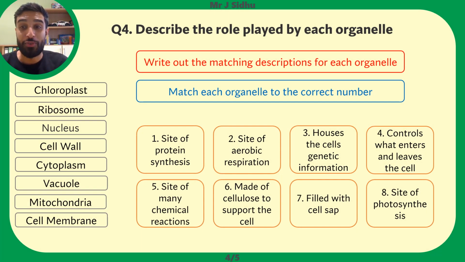And now on to the penultimate question, question number 4. So on the left-hand side of the screen, you can see all the organelles found in a plant cell, all 8 of them. Your task is to describe the role played by each organelle. So if you are doing the red activity, what I would like you to do is write out the matching descriptions for each organelle. And if you are doing the blue activity, just match each organelle to the correct number.